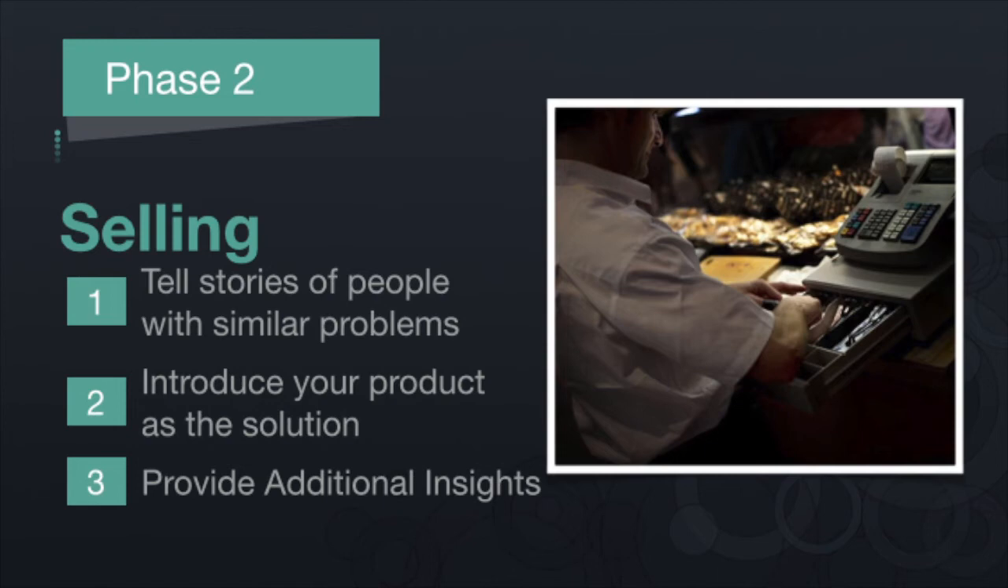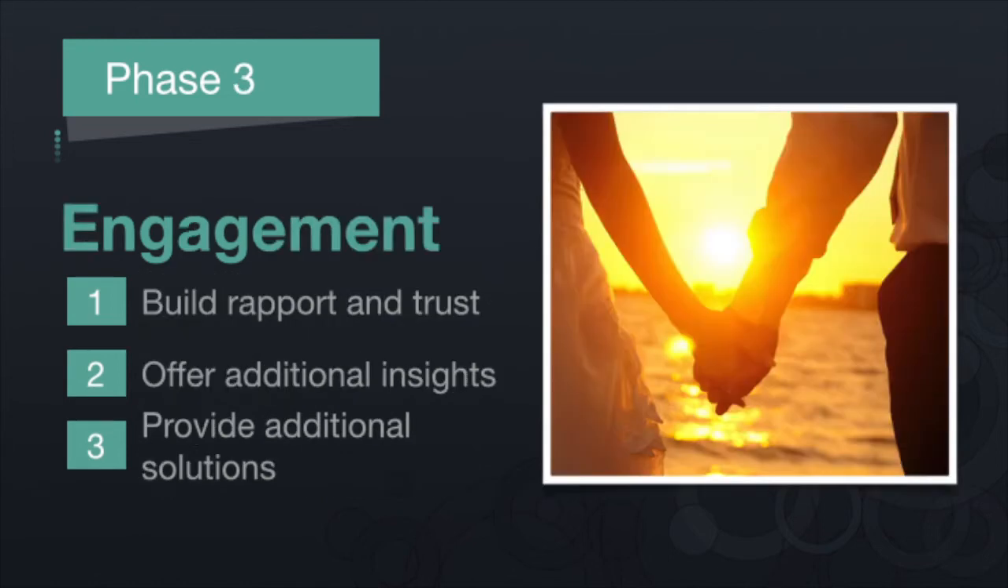And again, that's very, very easy to do with storytelling. In phase 3, you're going to move to the engagement phase. And this is where you're continuing to send emails. You're building rapport and trust. You're offering even more additional insights and potentially also providing additional solutions, which, by the way, could also be other opportunities for you to make money by providing these additional solutions.